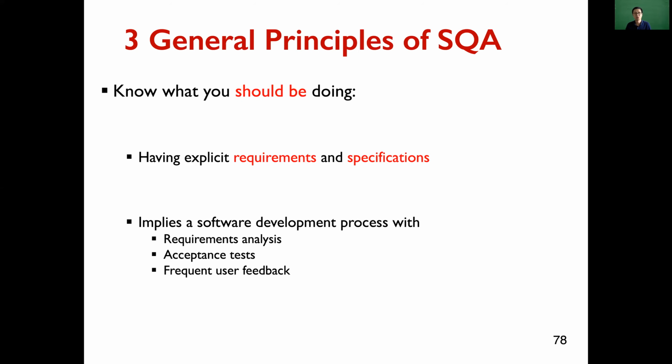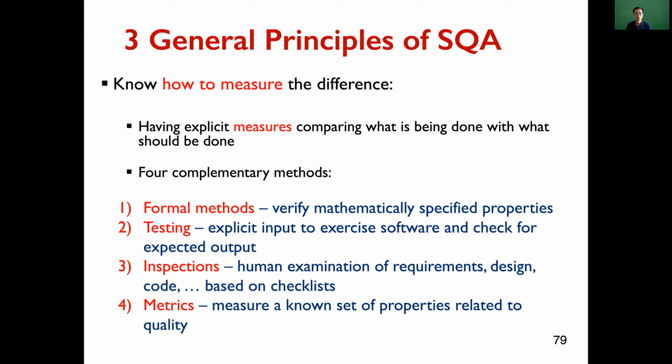The third general principle is to know how to measure the difference between what we are doing and what we should be doing. There are different ways to do the measurement or evaluation. The first one is through formal methods. In this way, we use mathematical methods to evaluate what we are doing and compare it to what we should be doing to see whether they agree with each other or whether there is any conflict.